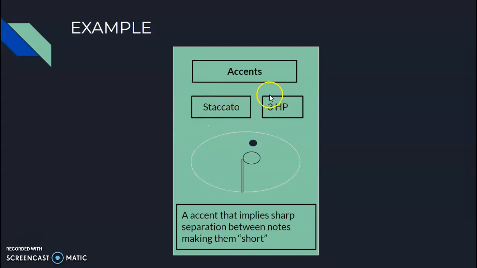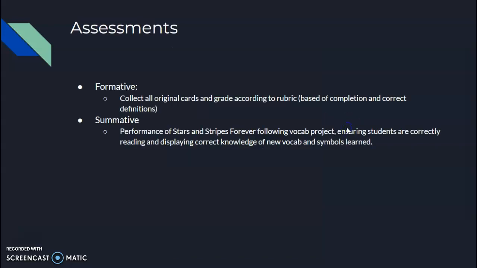I would assign it 3 HP points as it's a hard hitter, but it's not as hard as a marcato or tenuto. And my definition is that this is an accent that implies sharp separation between notes, making them short. And so I would then take this card and maybe trade it with someone who has a dynamic card and build a dictionary for myself I can use visually when going through this piece.